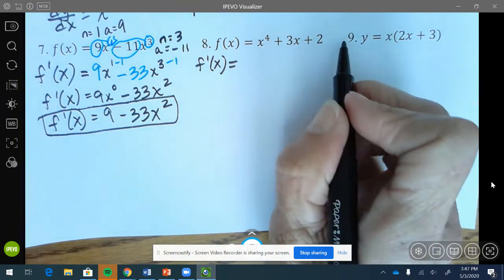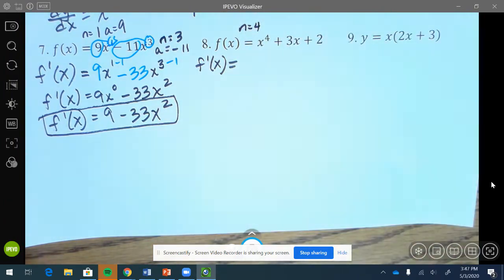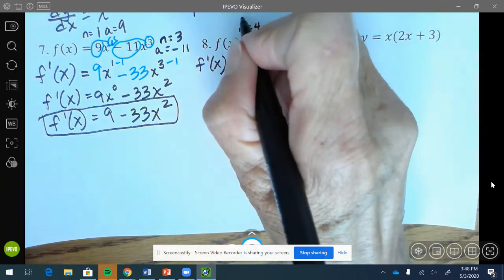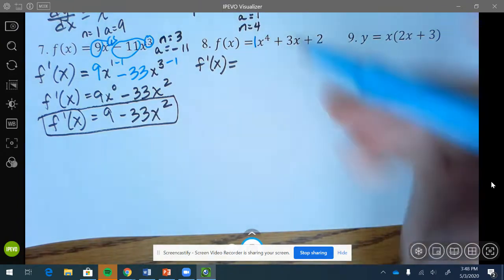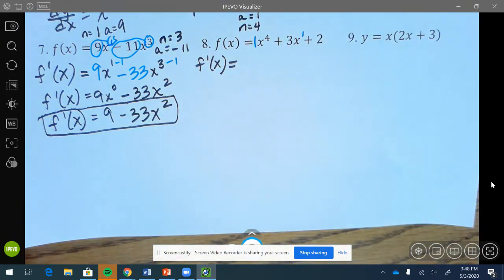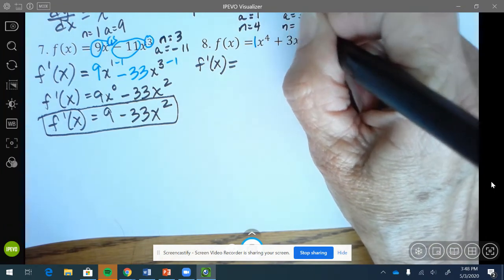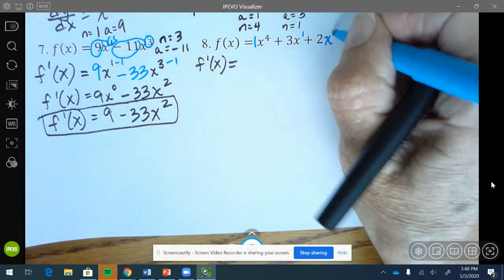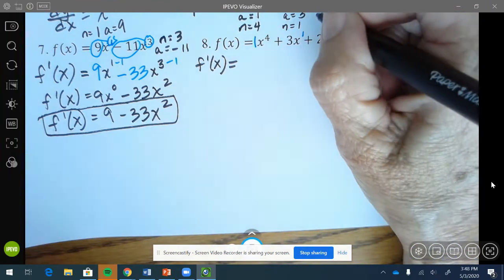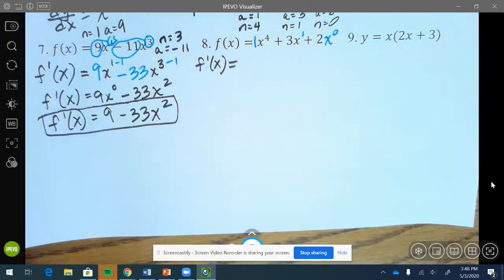Now we have three terms, so we have to do the same thing. The n in the first term is 4, and the a value is 1. I'm going to write it up here. I think you can see it. A equals 1. That's the first term. The second term, when you do not see the exponent, you know that it's 1. So in this case, the a is 3 and the n is 1. Then this last term, 2, it's really 2x to the power of 0. So you have a is 2 and n is 0. And now we've got to differentiate 3 of these.